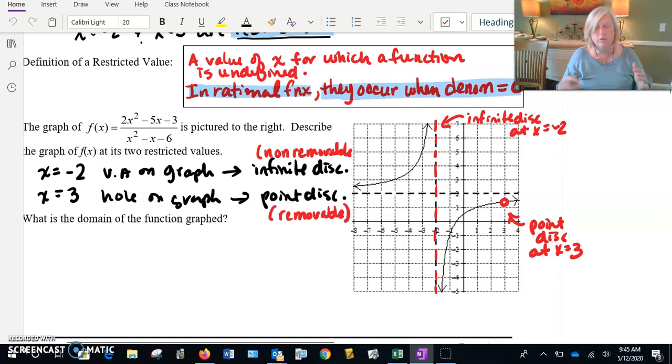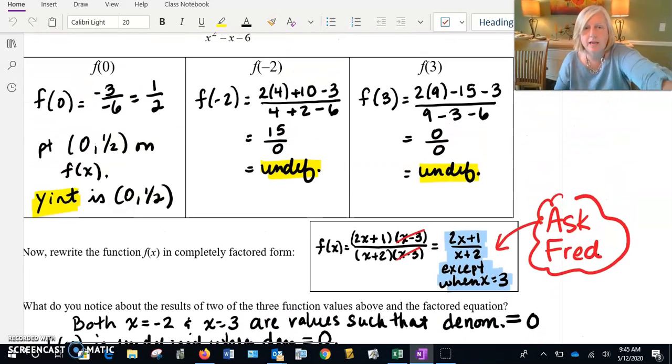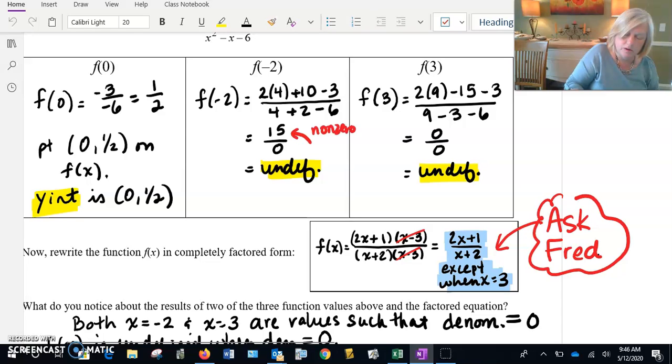And so when we look at that, if we come back up here to the top and take a look at what we have, our f of -2, which was the non-removable one, notice that we got a non-zero over 0 form. So that was related to what we talked about before. And in this one, we got a 0 over 0 form, what's called the indeterminate form.